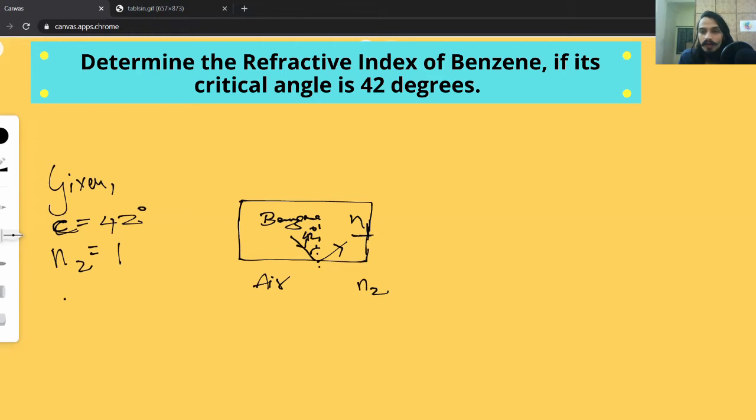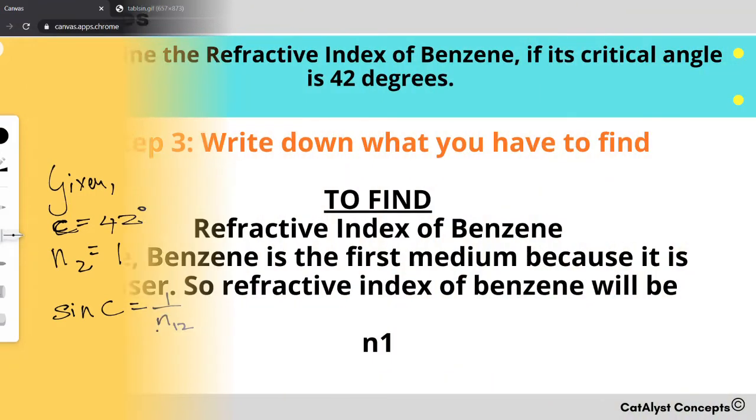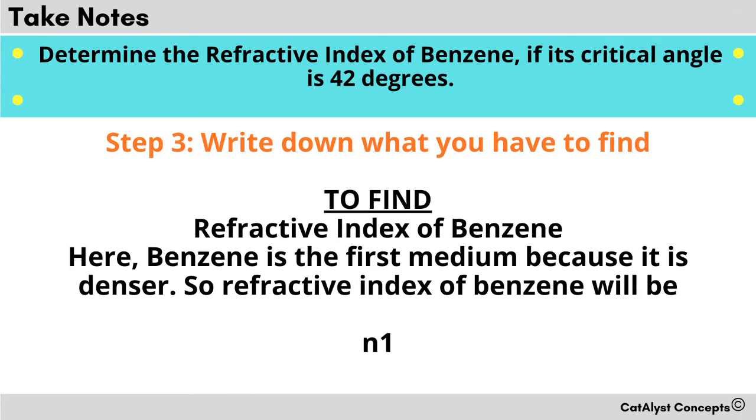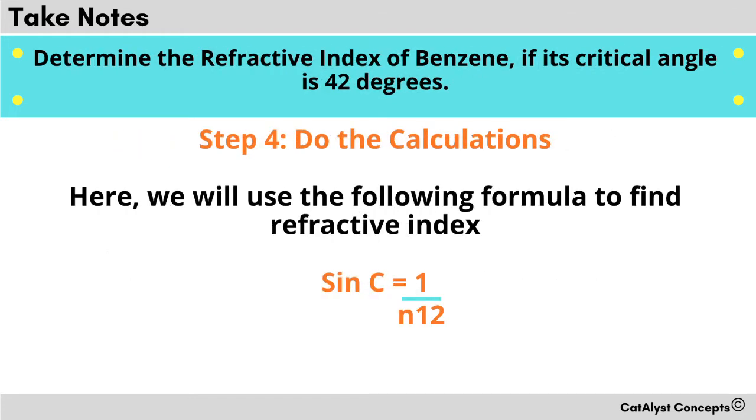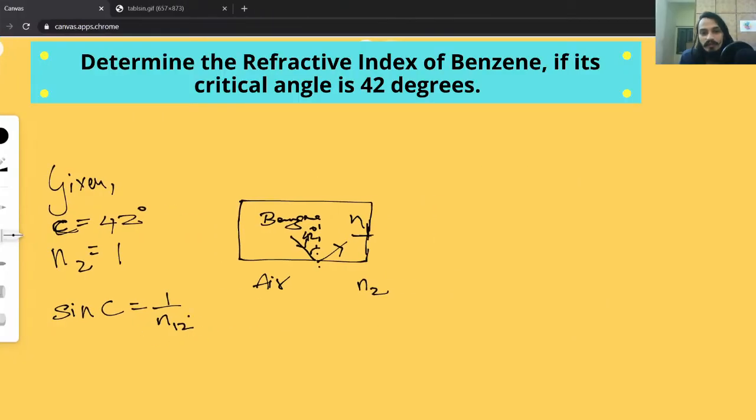Now, from yesterday's formula, we know that sine C equals 1 by N12. So we need to find out what this N12 is. We'll see why N12 was relevant when we were doing the formula yesterday. So we write N12 as N1 by N2, correct?